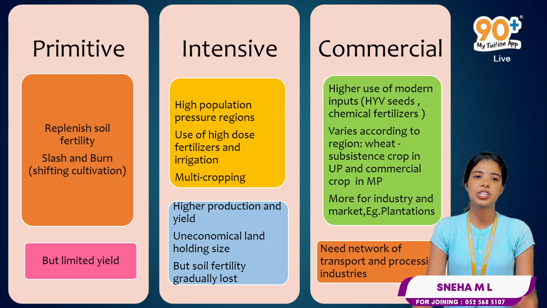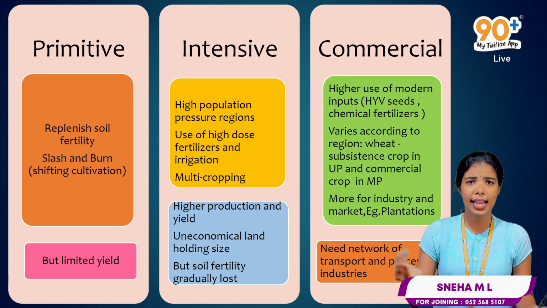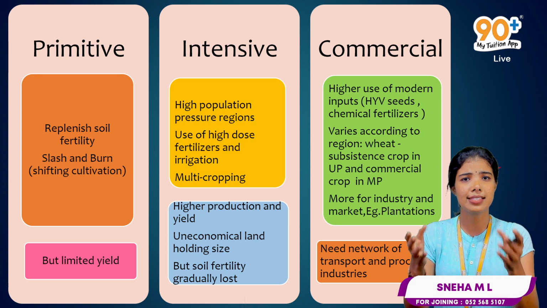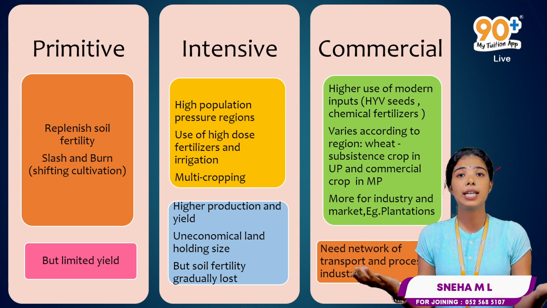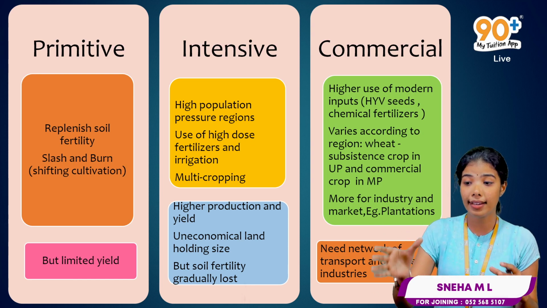So what are its features? Higher production and yield, yes. And in another case, we can say it is uneconomical. Why? Because the landholding size is uneconomical, because more people are depending upon a limited amount of land. More people depend upon the agricultural income.